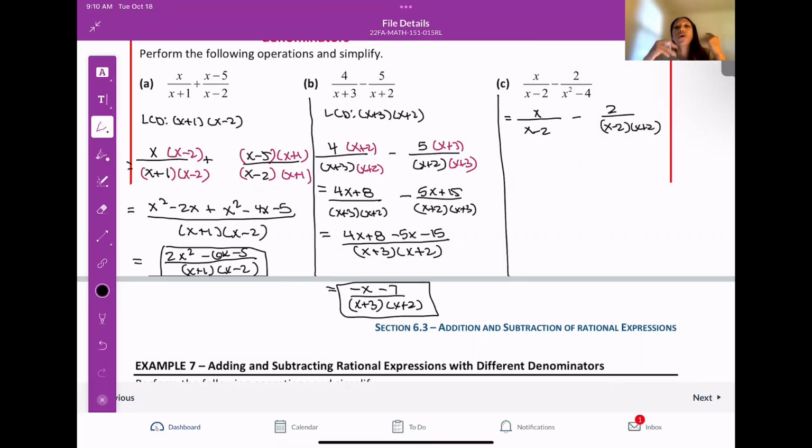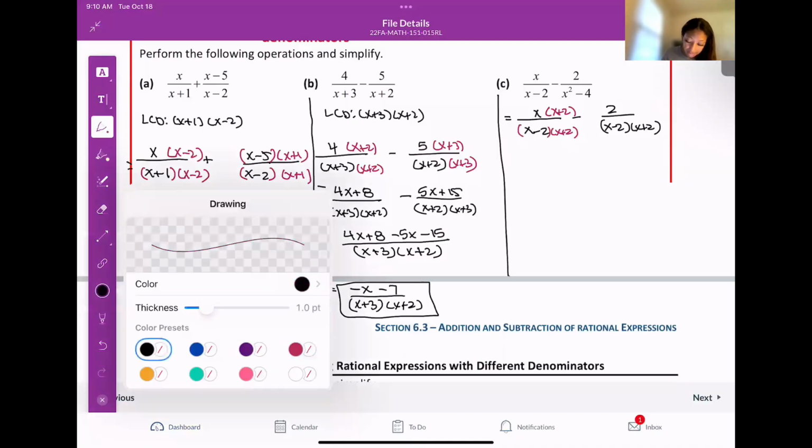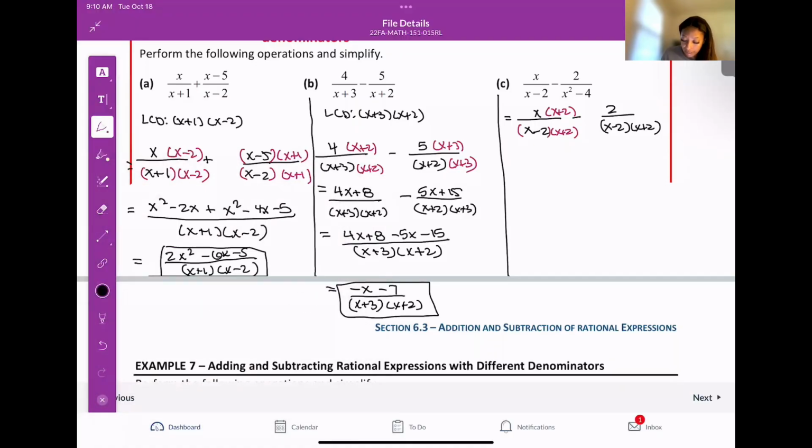So we can see that one denominator has just an x minus 2, the other one has an x minus 2 and an x plus 2. So we need both of them to have the x plus 2 as well, okay? To make that happen, we're gonna multiply this first expression by x plus 2. Then we'll have common denominators, x minus 2 times x plus 2. The second expression doesn't need to be multiplied by anything because it already has both factors in a denominator.